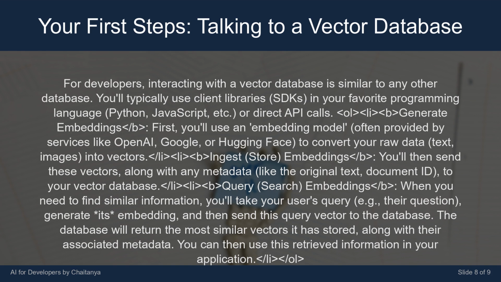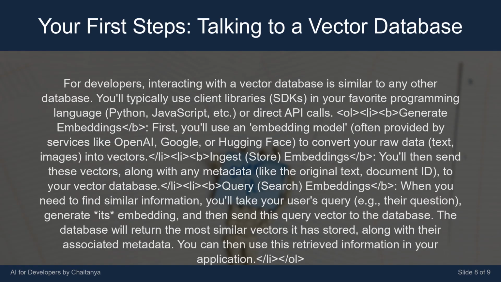Generate embeddings. First, you'll use an embedding model, often provided by services like OpenAI, Google, or Hugging Face, to convert your raw data, text, images, into vectors. Ingest, store embeddings. You'll then send these vectors, along with any metadata, like the original text, document ID, to your vector database.